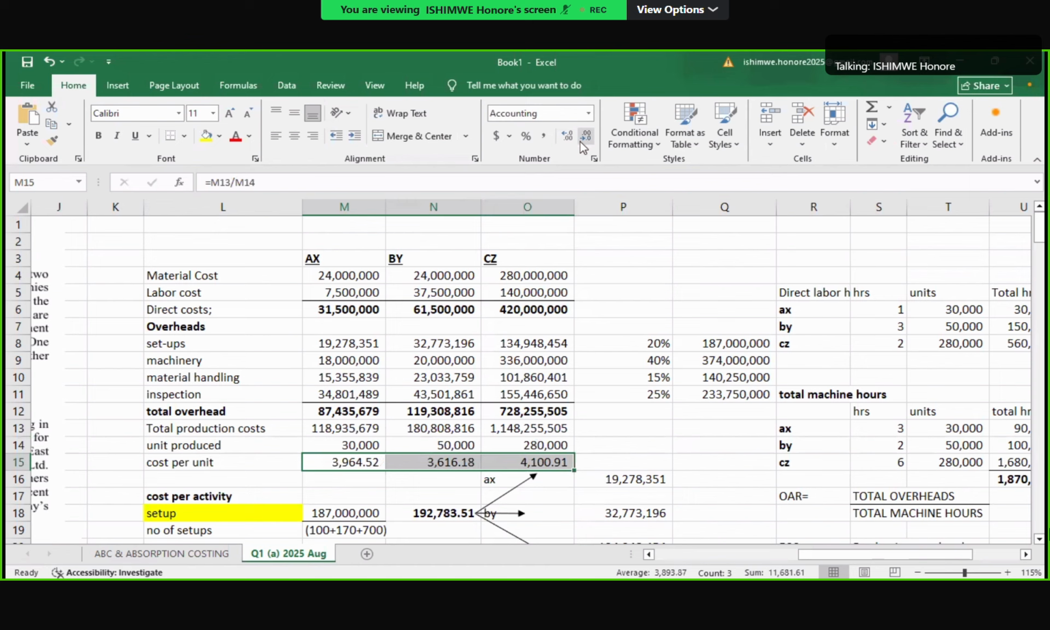So let's apply our harmonization, 2 decimal points or 1 decimal point. This is cost per unit. We need to be consistent, so whichever decimal places we decided to use. So this is cost per unit I'll be having. Okay.